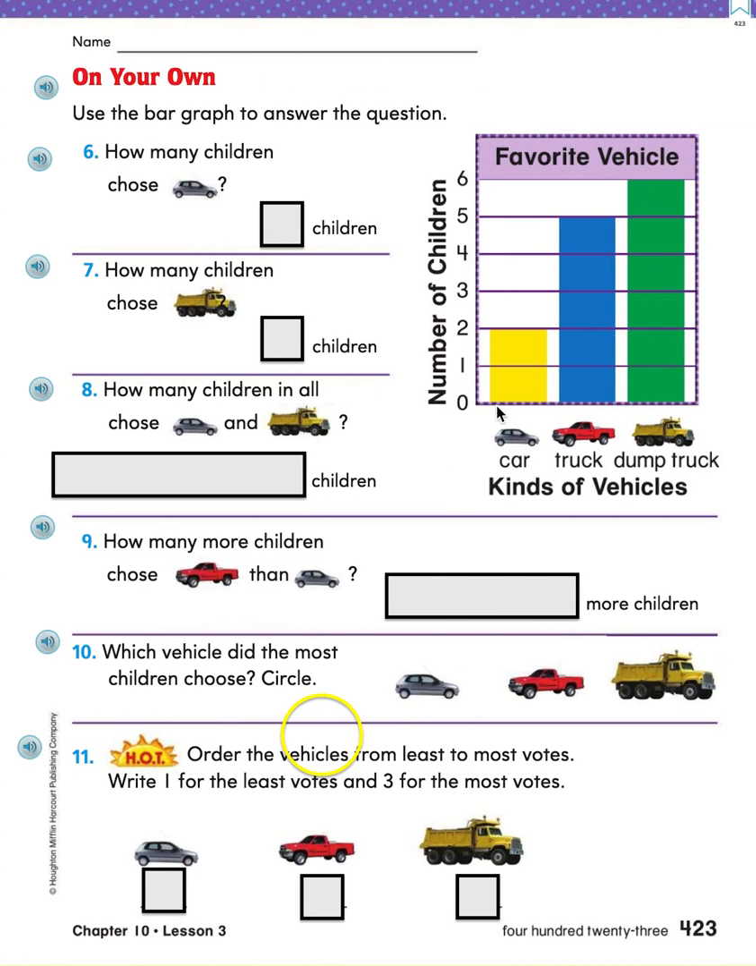Okay, now we're going to use this bar graph. We have a new bar graph. Read our title, favorite vehicle. And notice this bar graph is going up and down, vertical. So we have kinds of vehicles at the bottom. We have car, truck, and dump truck. And then our numbers represent the number of children that chose that.